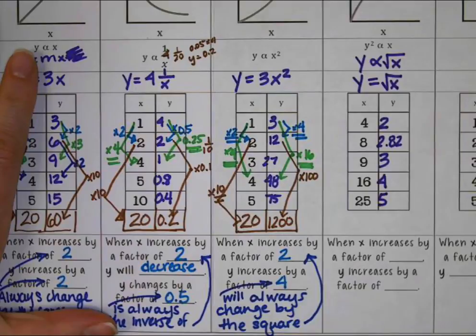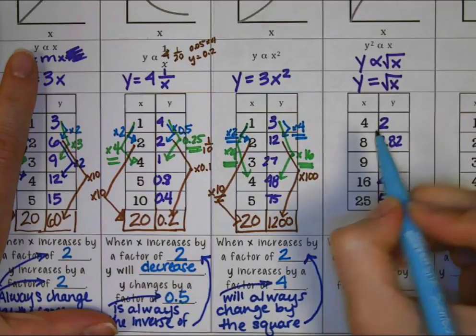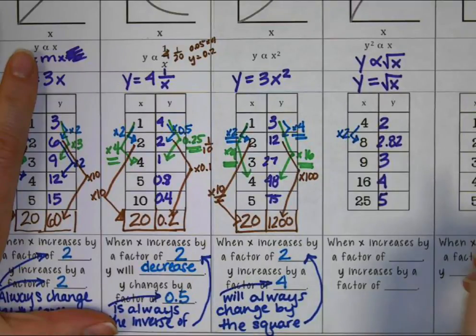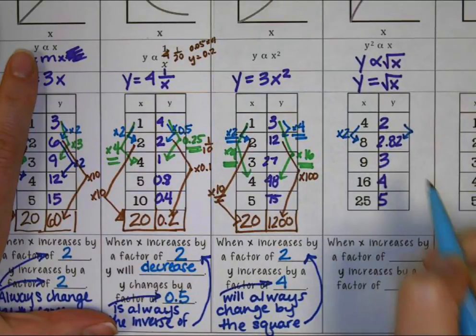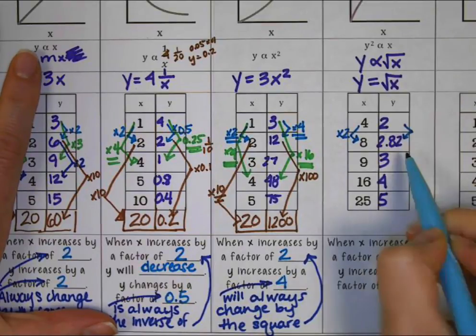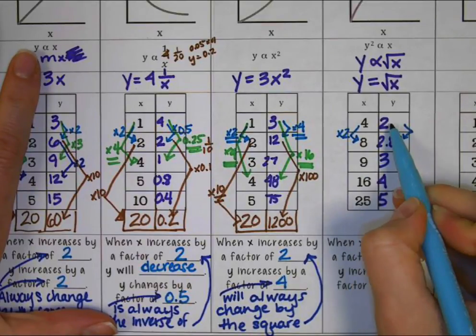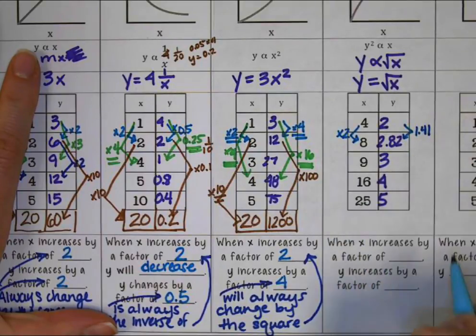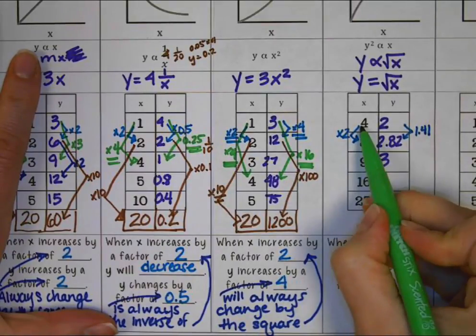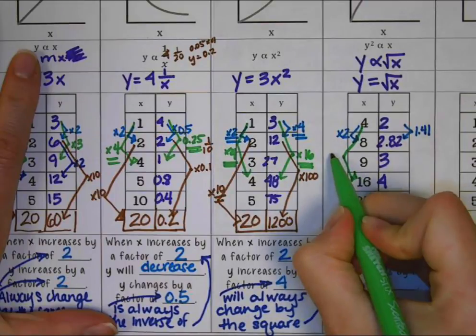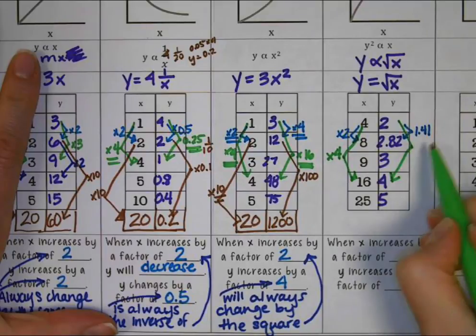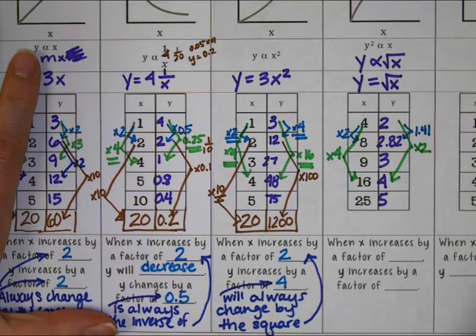Taking a look at how these variables change. So as I go from 4 to 8, 4 to 8 increases by a factor of 2. 2 to 2.82, that's a tough one. We can take in our calculator 2.82, divide by 2, and you get that it changes by a factor of 1.41. Let's try another one. From 4 to 16, we increase by a factor of 4. So from 2 to 4, we increase only by a factor of 2.